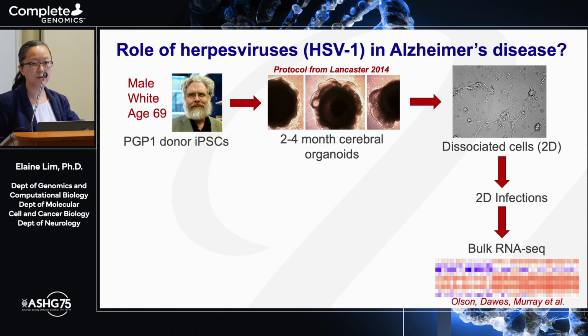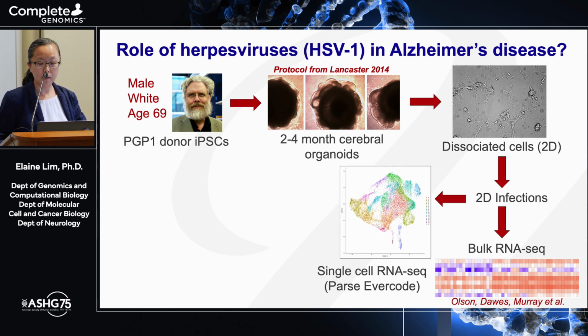So we have a manuscript currently that we are preparing to demonstrate that actually HSV1 infection in these cerebral organoids do result in AD-associated molecular and cellular pathologies. And we are using our systems to discover novel therapeutics that could be used potentially to treat a subset of patients with Alzheimer's disease.